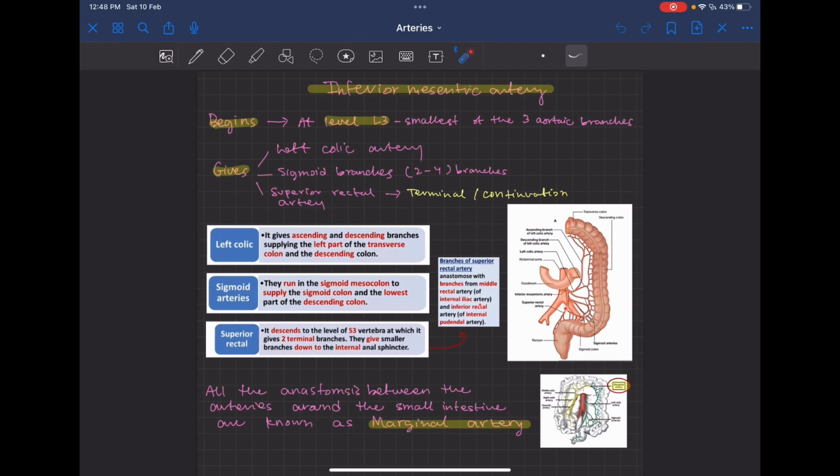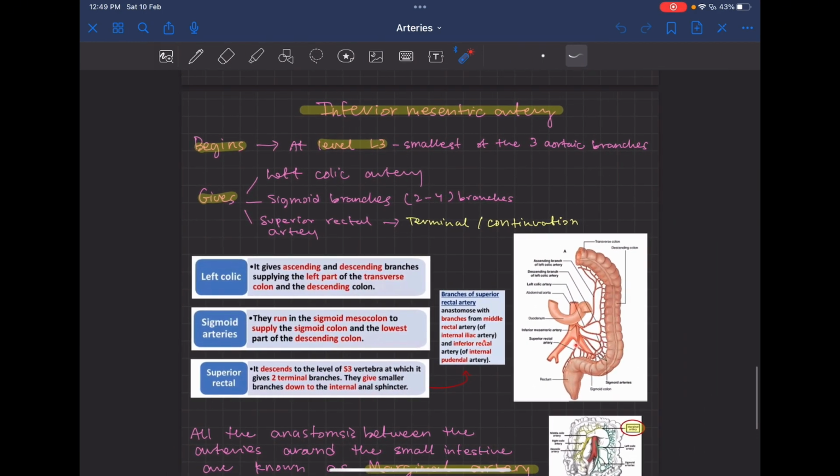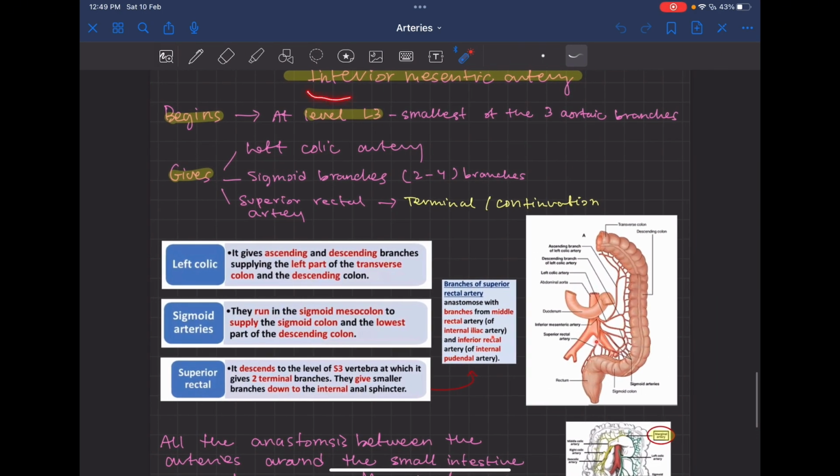Now, as we always do whenever we discuss any branch, we have to know the vertebral level that this branch comes out of. For the inferior mesenteric artery, it comes out at the level of the L3 vertebra, and it is the smallest of the three aortic branches we just mentioned. Now, moving on to the branches that this inferior mesenteric artery gives, we need to talk about the left colic artery, sigmoid branches, and the superior rectal artery.